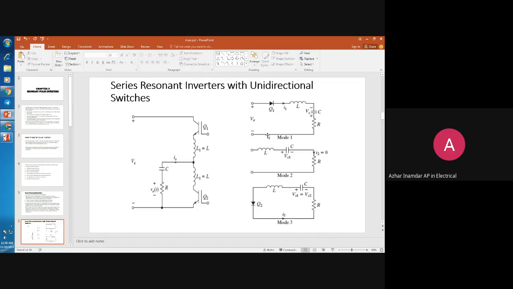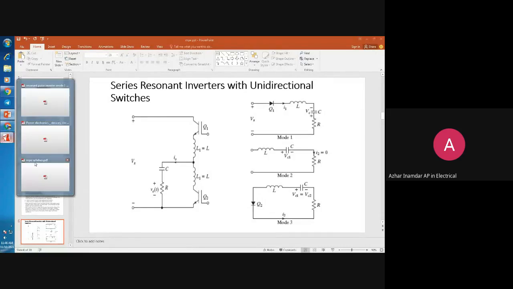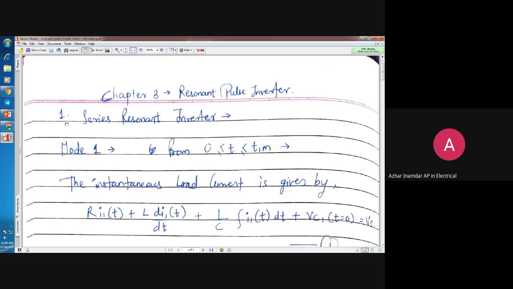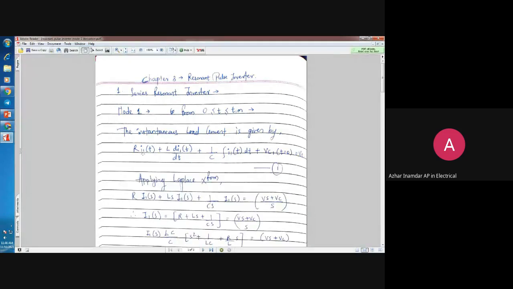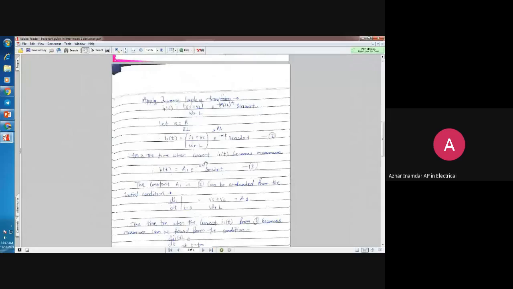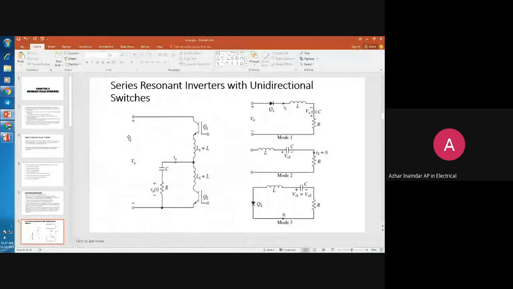Mode 1 and mode 3 have some derivations, and the derivation will take a lot of time. So I have written the derivation in a PDF from my notebook, and I will share it with you. In the book it is given directly, so you can refer to this PDF in Google Classroom. I will share it, and you can solve it. You can find out the capacitor voltage and current. So we will start with the operation of series resonant inverters.